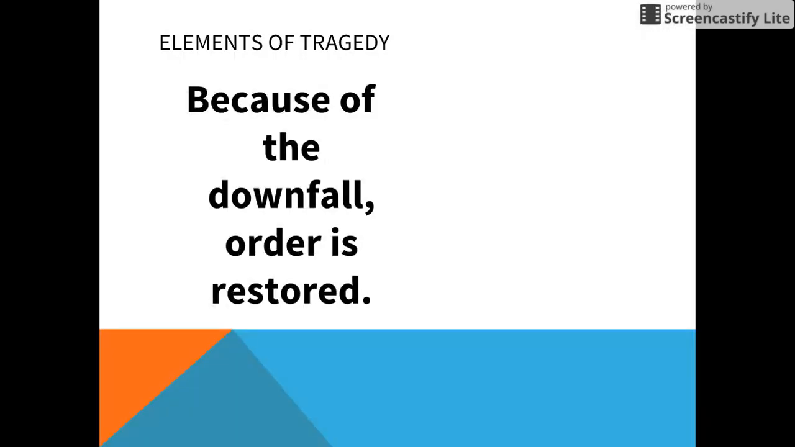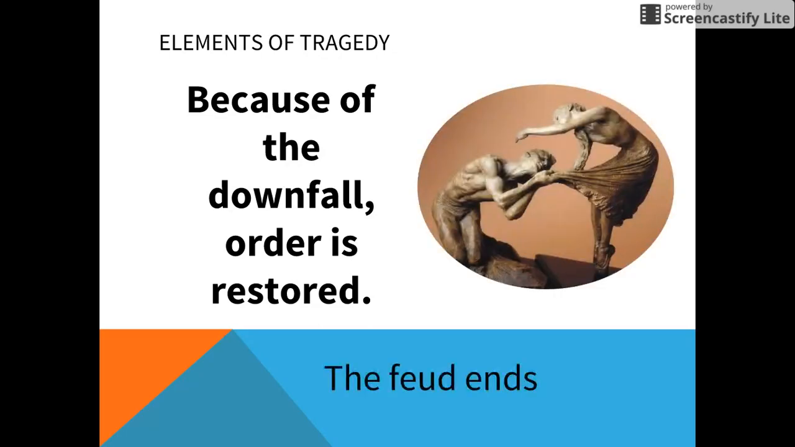Because of the downfall, order is restored. This is the fourth element of tragedy. Order is restored. Because of their death, the feud ends.